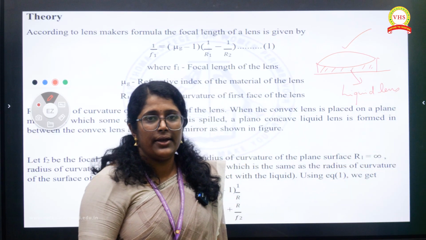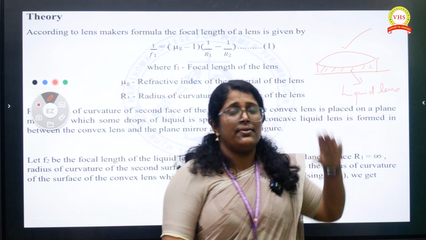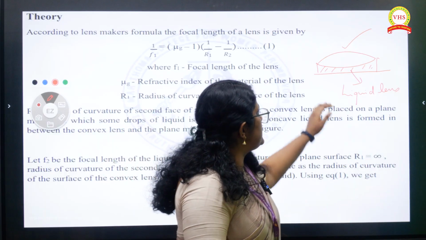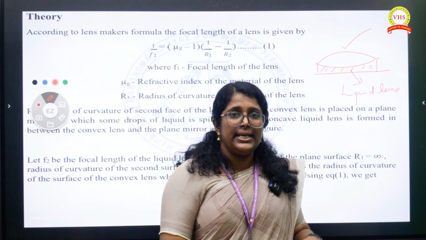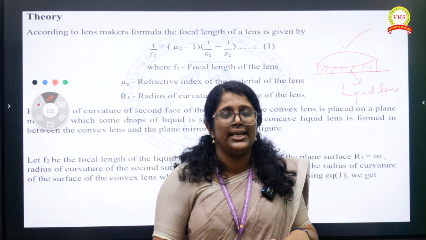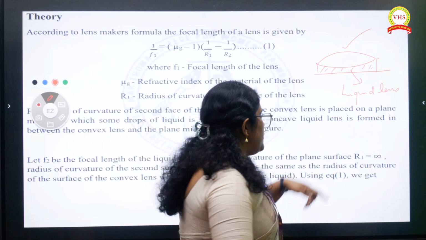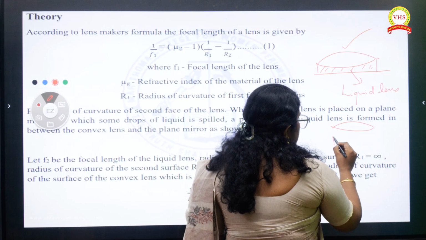Is it clear? Another thing, what if I remove the lens? Whether the liquid lens can stay alone? Actually, the liquid lens is a plano concave lens. Theoretically, it is possible, but practically, no liquid lens can stay in the air like that. So theoretically, you can say that this is one lens, and this is the liquid lens.